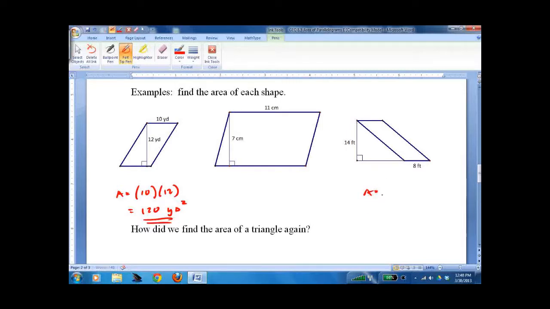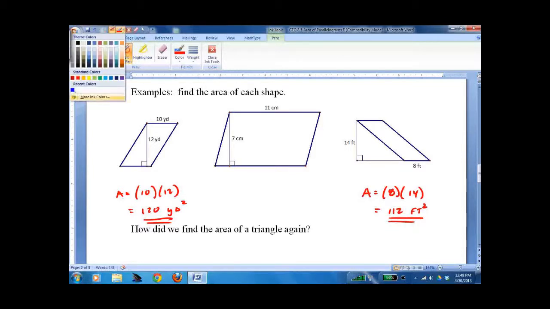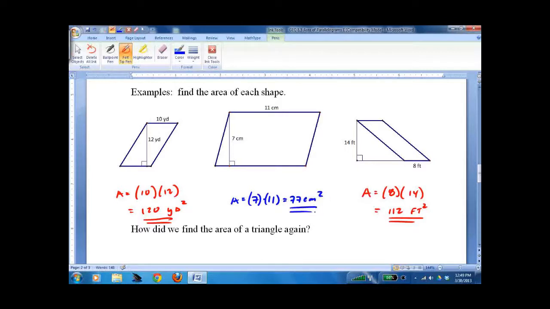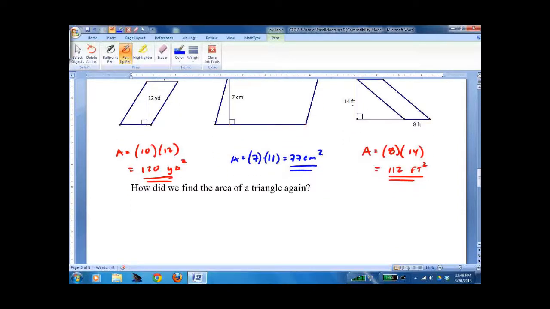Area is 8 times 14 equals 112 feet squared. Area is 7 times 11 equals 77 centimeters squared. That's it. Simple enough. Just don't fall for all the tricks. Remember to look for the perpendicular height. Perpendicular, perpendicular, perpendicular.